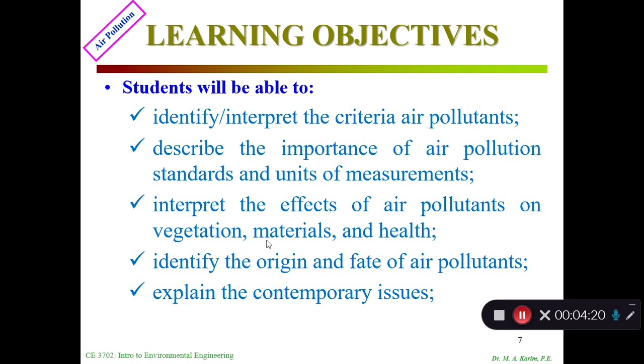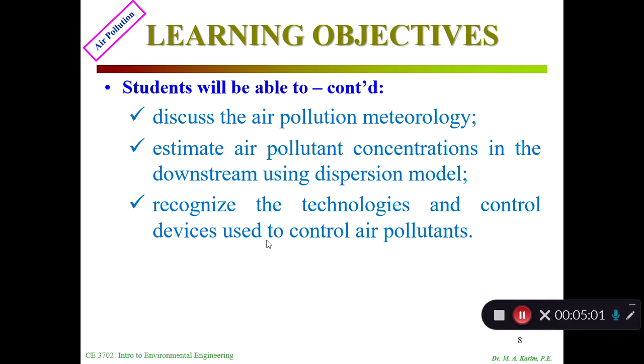So the learning outcomes or objectives for the student would be to identify and interpret the criteria air pollutants. We'll discuss that there are six criteria pollutants: 5 are primary and 1 is secondary. Describe the importance of air pollution standards and units of measurement. Interpret the effects of air pollutants on vegetation, materials, and health. Identify the origin and fate of air pollutants. Then explain the contemporary issues. Then we'll discuss air pollution meteorology, estimate air pollutant concentrations downstream using a dispersion model, and recognize the technologies and control devices used to control air pollutants.